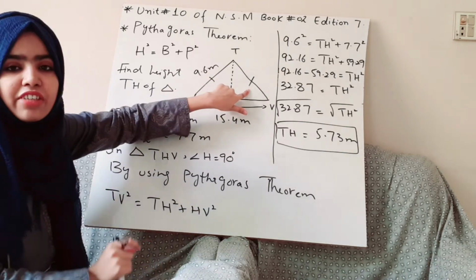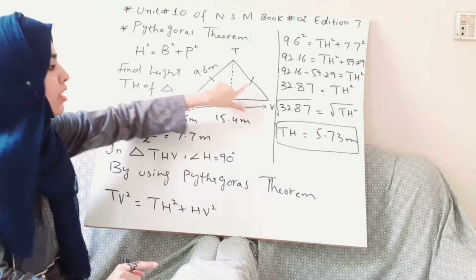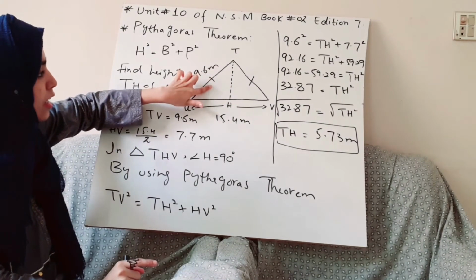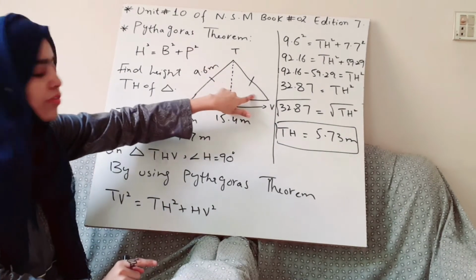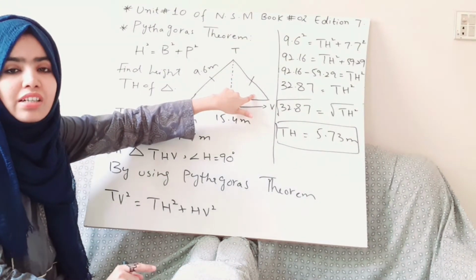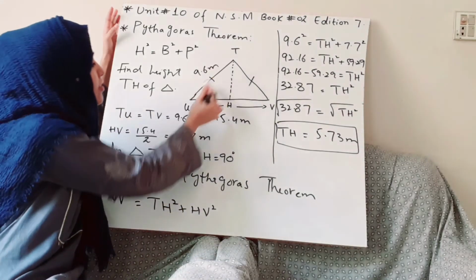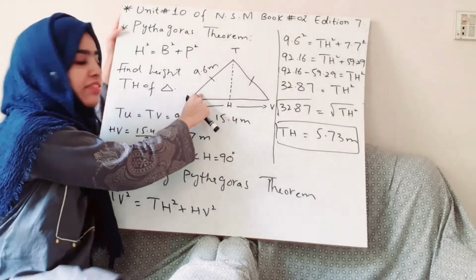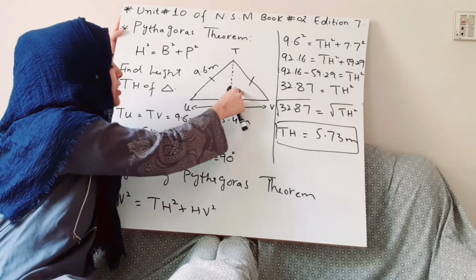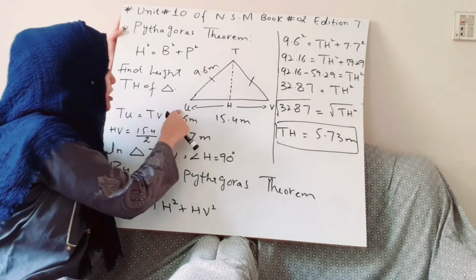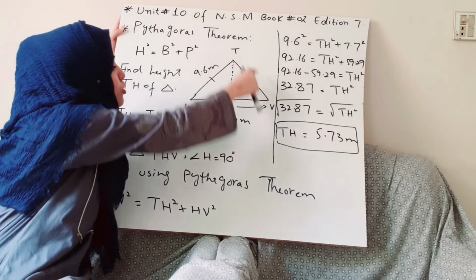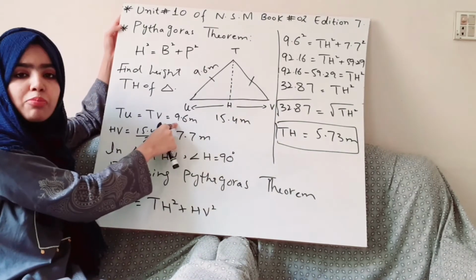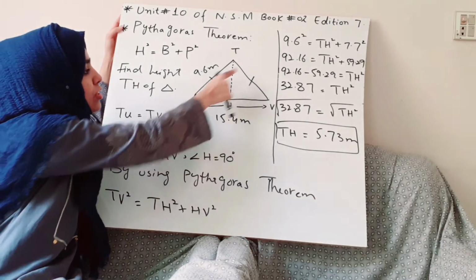And you can see, this is an isosceles triangle. An isosceles triangle is a triangle which has two sides of equal length. You have studied this thing. So here we are given an isosceles triangle in which two sides are of equal length. It means this symbol means, if T to U equals 9.6, it means T to V is also equal to 9.6 meters, because we are given an isosceles triangle.